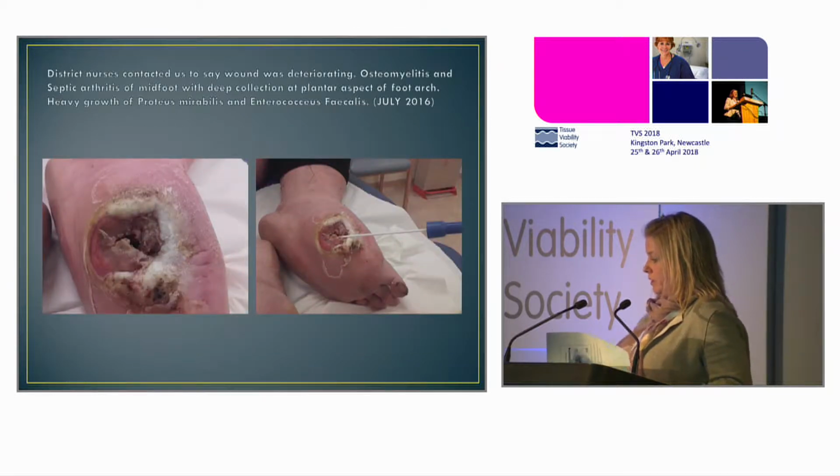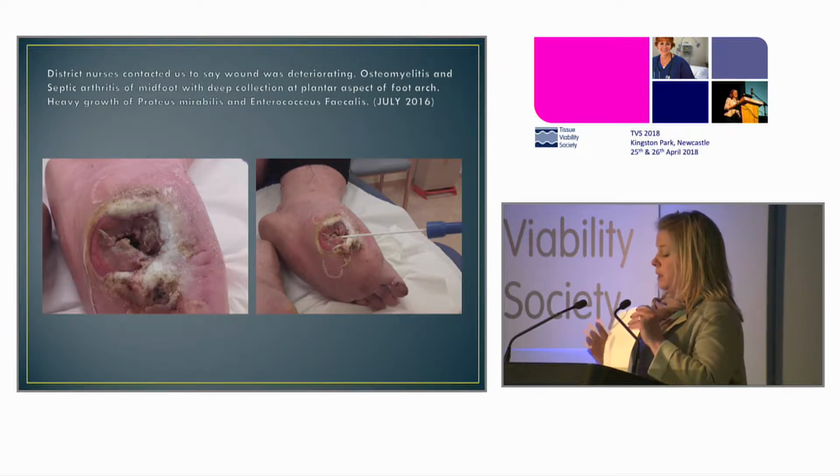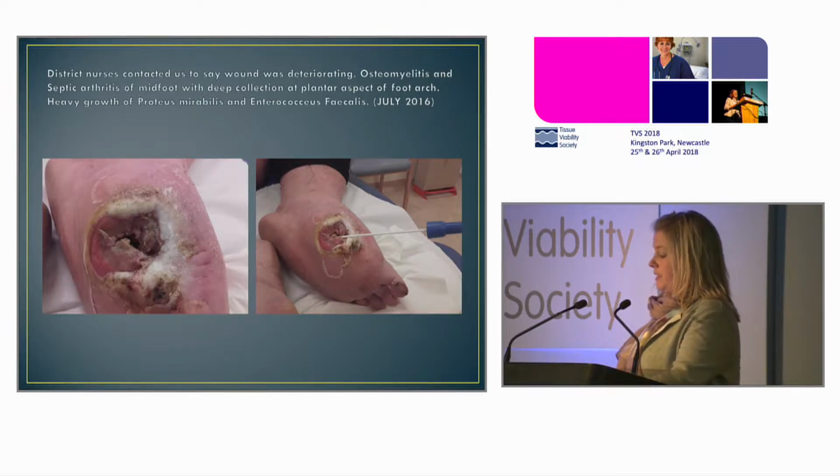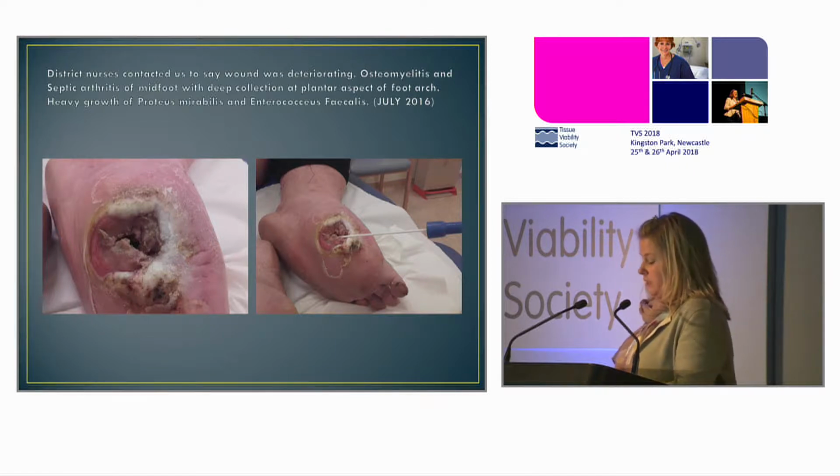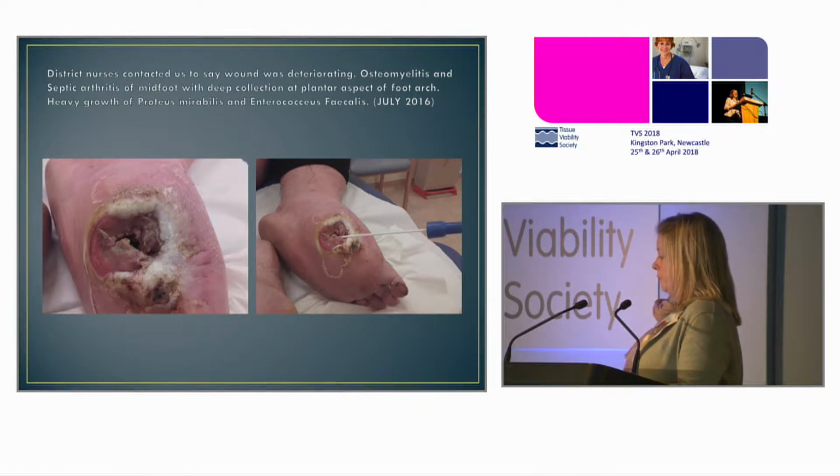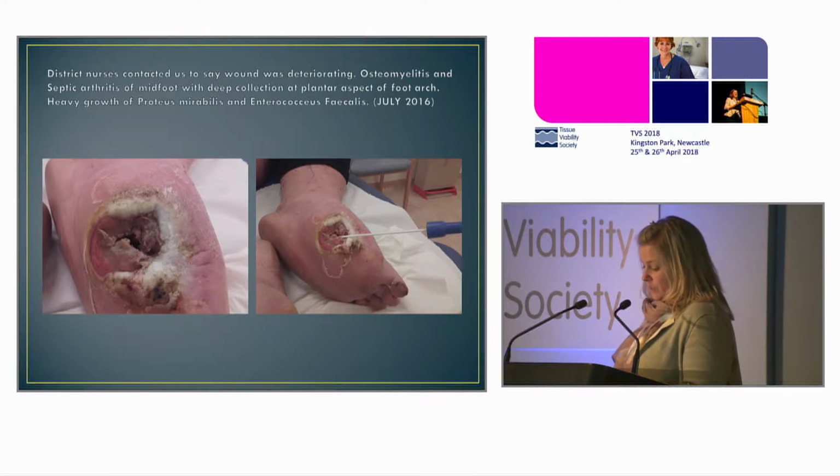However, she came back, this is now 11 months later, and there had been significant deterioration of the wound. She'd come back off holiday from Turkey at this point, and obviously the district nurses got in touch with us and were very concerned. It showed that there was osteomyelitis and septic arthritis of the midfoot with a deep collection at the plantar aspect of the foot arch, and it showed heavy growth of a Proteus, Morganella and Enterococcus faecalis.